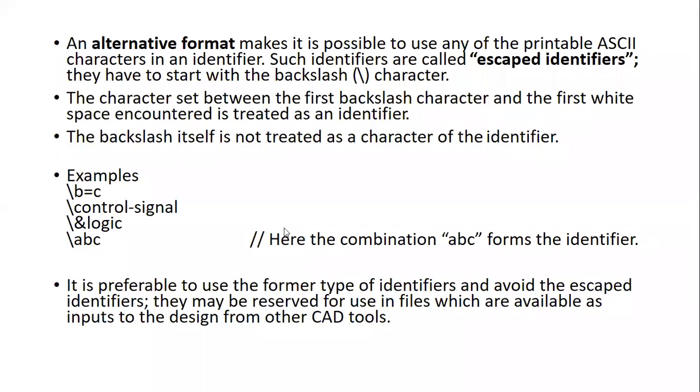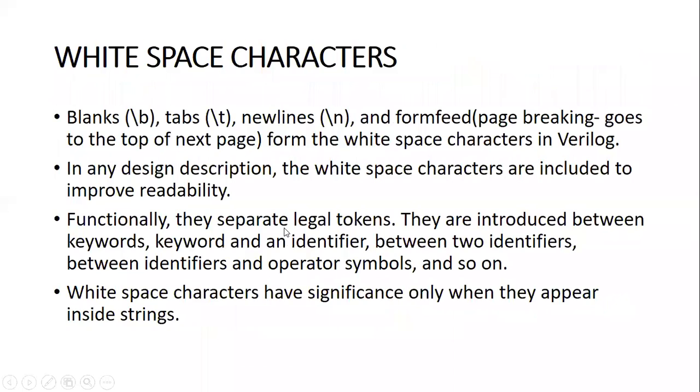So the next one is white space characters. What are the different white space characters? Blanks, tabs, new lines, and form feed. These are the 4 white space characters Verilog has. If I write a backslash and b, it represents a blank. If I write it like this, it represents a tab. If I write it like this, it represents a new line. And form feed is page breaking, going to the top of the next page.